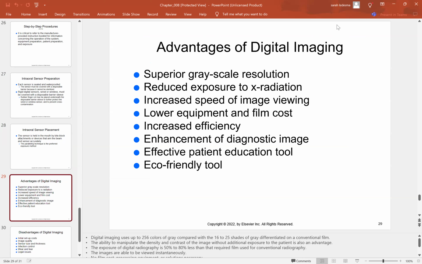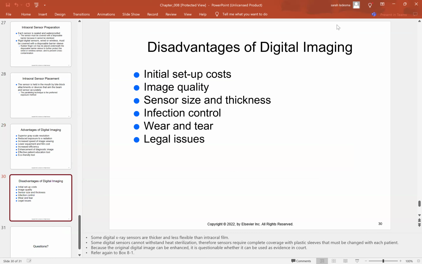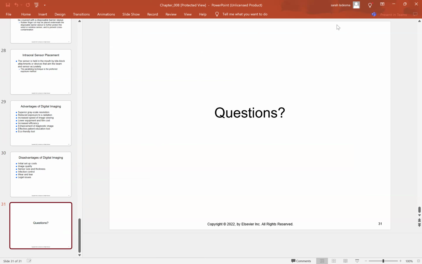Advantages of digital imaging: superior grayscale resolution, reduced exposure to X radiation, increased speed of image viewing, lower equipment and film costs, increased efficiency, enhancement of diagnostic image, effective patient education tool, and eco-friendly tool. Disadvantages include the initial setup cost, the image quality, the sensor size and thickness, infection control, wear and tear, and legal issues. This concludes our video lecture.